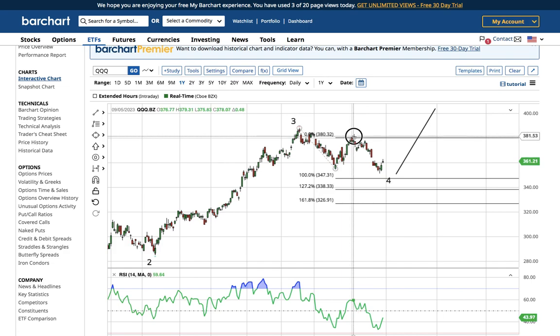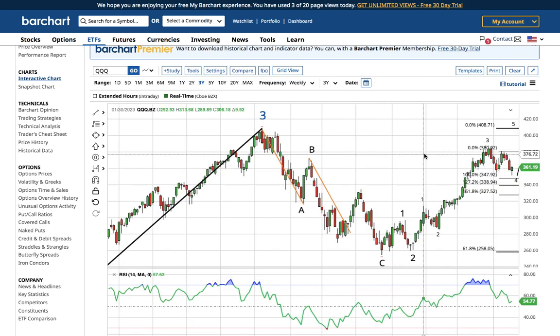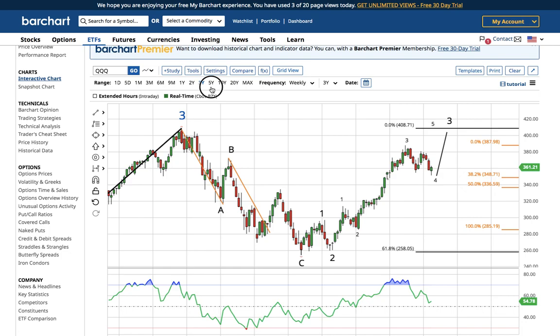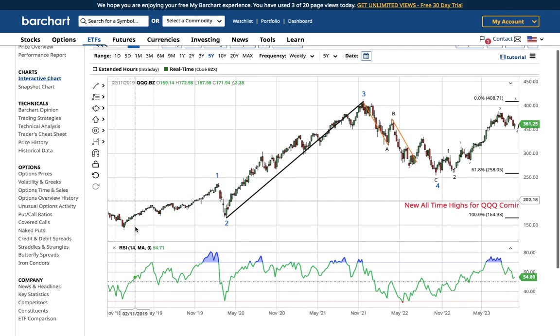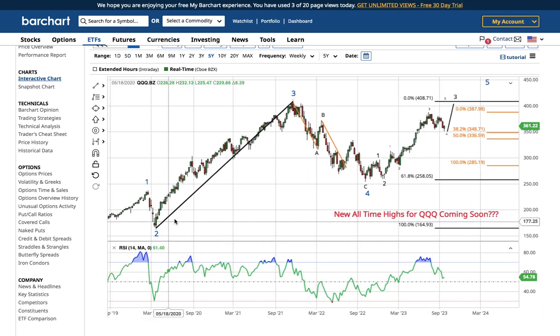Okay, so there's a few ways to look at this. Let's just look at the bigger count. I'll tell you guys what I think, and I'll just erase this for now. What I think is going on in the NASDAQ in the big picture is that from this low, this is a wave 1 and a wave 2. That means this is either a large wave 3 and a wave 4, or it's another wave 1 and another wave 2.